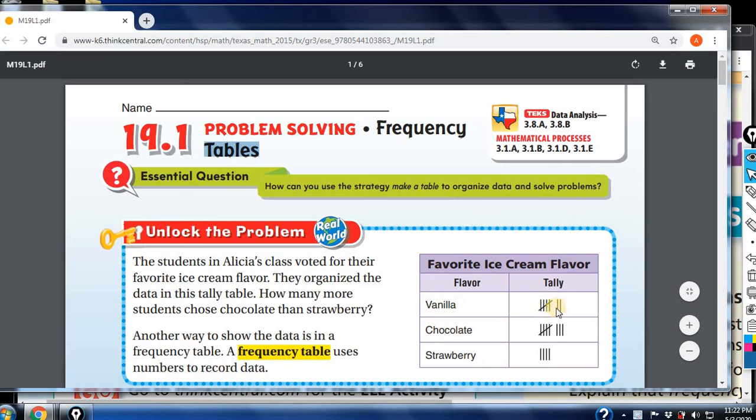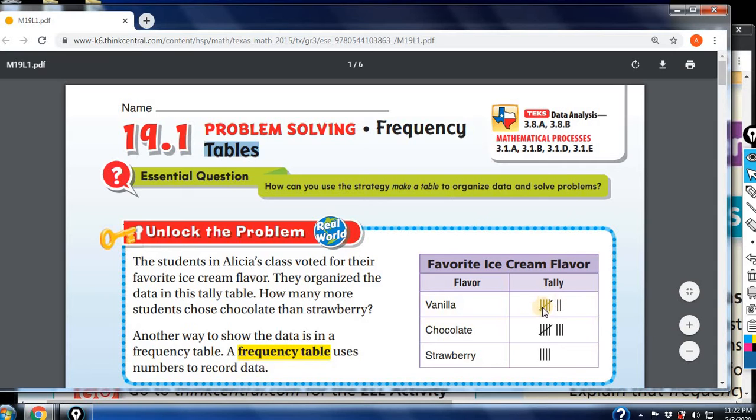And basically all we're doing is converting these tally marks into numbers. One thing you want to know is whenever you see this type of tally mark that has a slash across it, that represents 5. Because we go 1, 2, 3, 4, and then 5 is the slash. So that's the universal way to show the number 5 in tally marks.